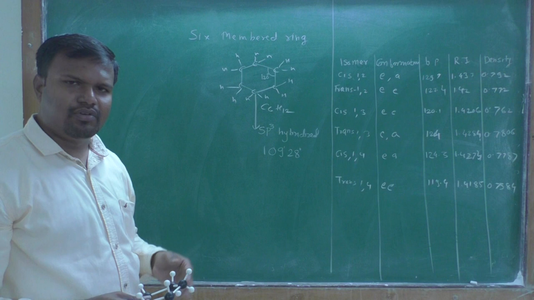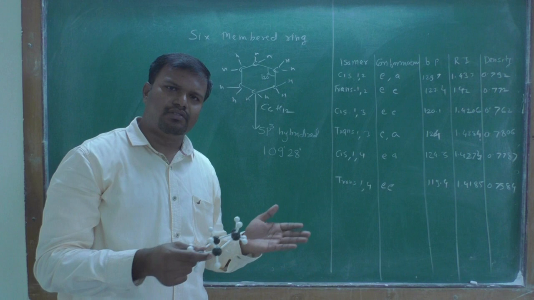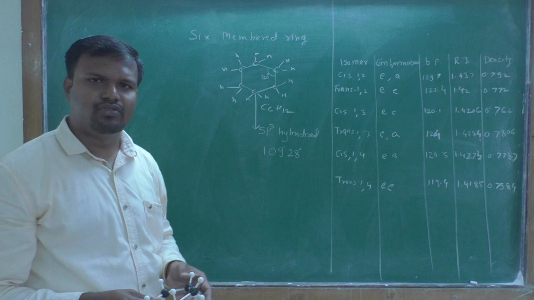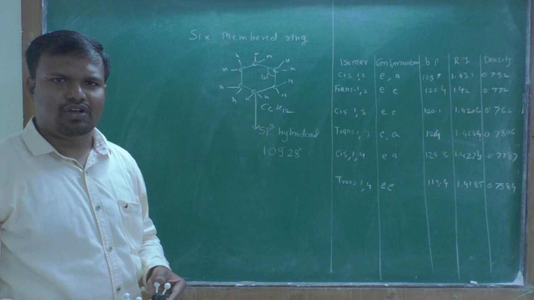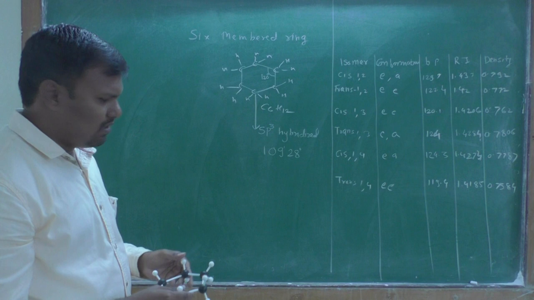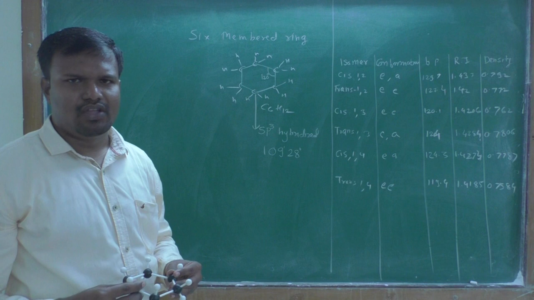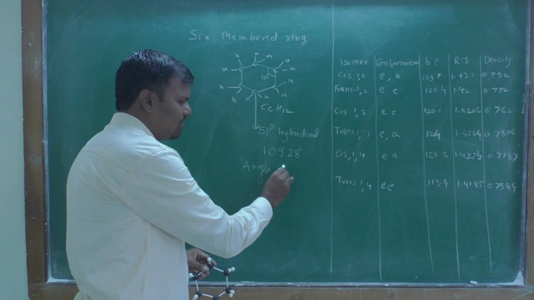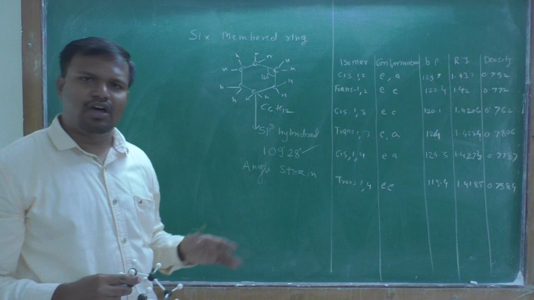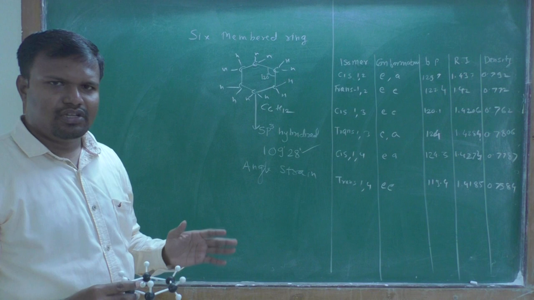Mostly angle strain is found in cyclic compounds. Angle strain increases in 5 member carbon compounds, also in 4 member carbon compounds, and cyclopropane is again unstable because the bond angle is reduced, diverted from the normal bond angle. Then when you consider cyclohexane as a planar structure, you find that the angle strain increases. Why? Because it diverts from the normal tetrahedral angle. All these carbons having a 120 degree angle, therefore it is an unstable structure.